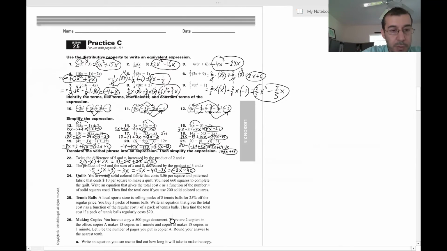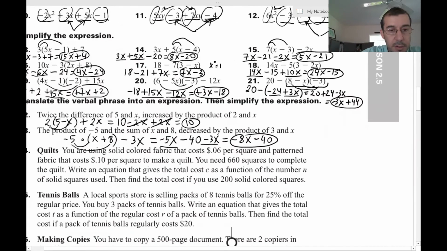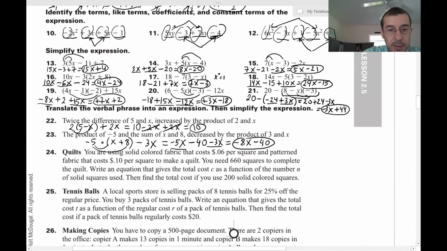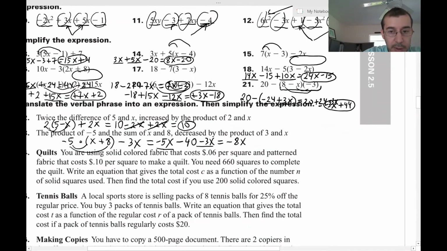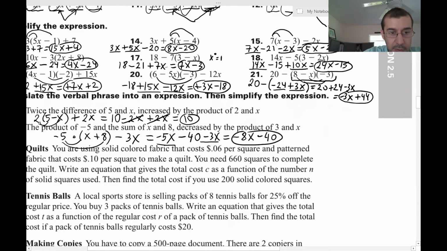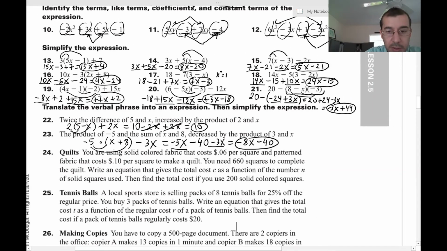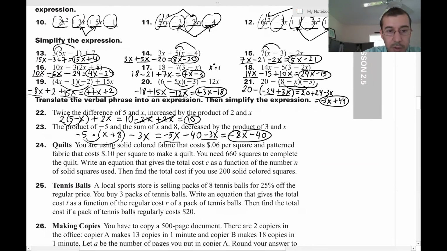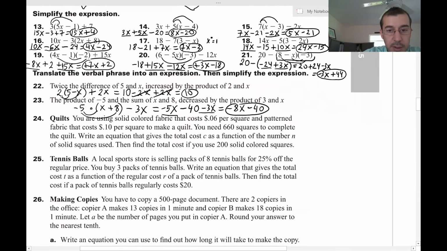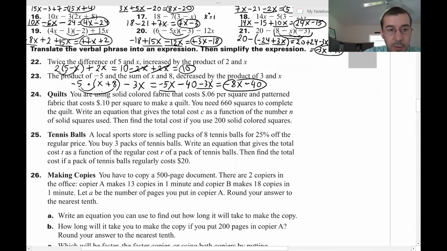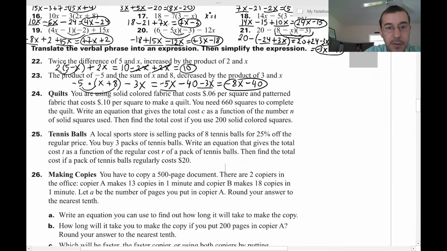24. Quilts. You're using solid colored fabric that costs 6 cents per square and patterned fabric that costs 10 cents per square. To make a quilt, you need 660 squares to complete the quilt. Write an equation that gives the total cost C as a function of the number of solid squares used. Then find the total cost if you use 200 solid colored squares.